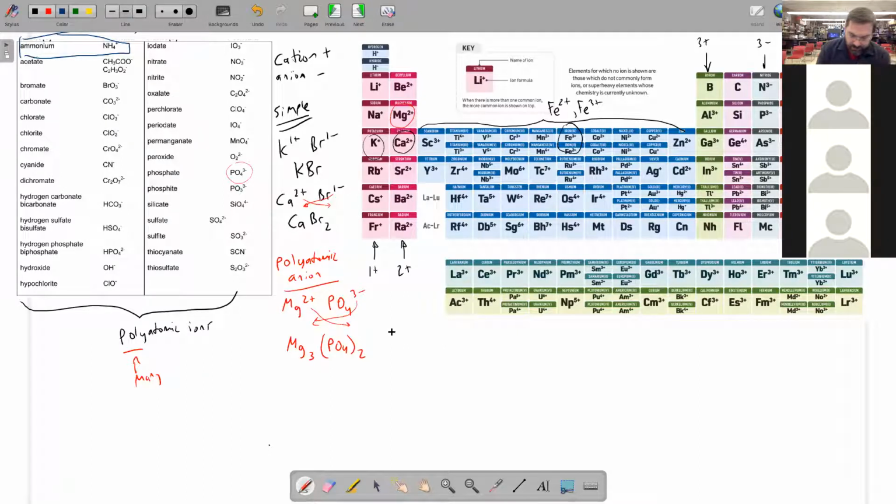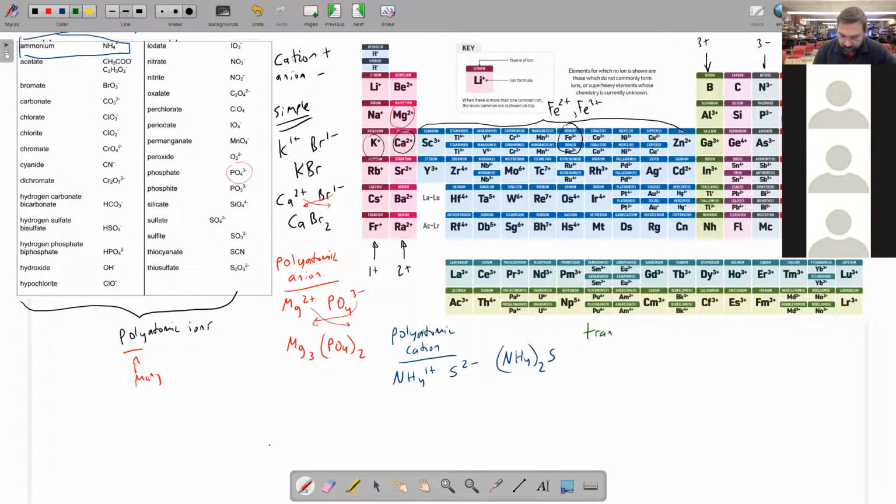So if it has a polyatomic cation, it could be ammonium, NH4, which has a charge of 1+, and maybe sulfide. Sulfide has a charge of 2-. If it's ammonium sulfide, you need 2 ammoniums to go with every 1 sulfide. So it'd be (NH4)2S, because you need 2 ammoniums, each with a charge of 1+, to balance out the sulfide with a charge of 2-.